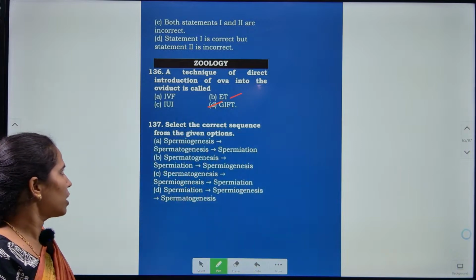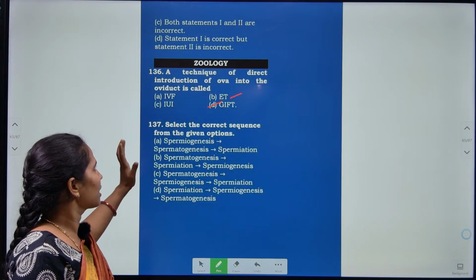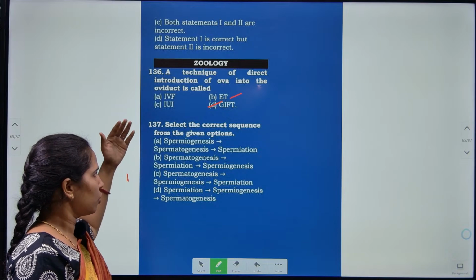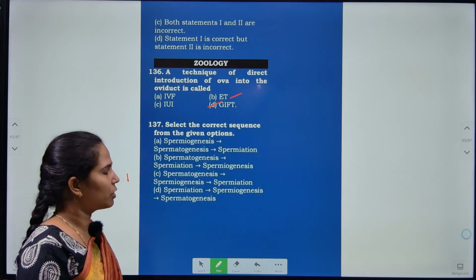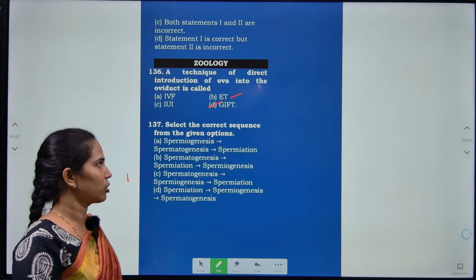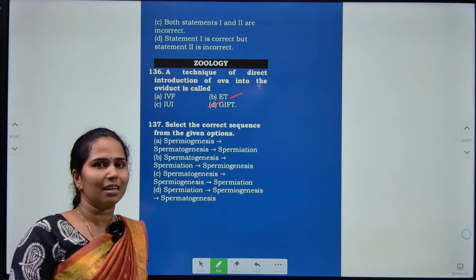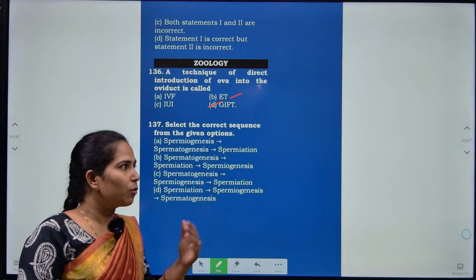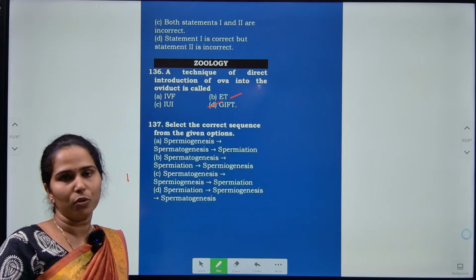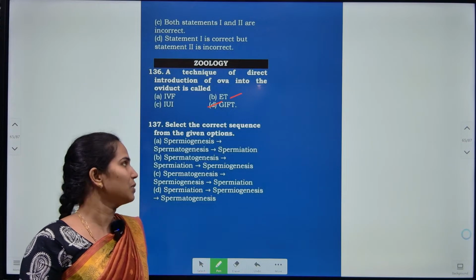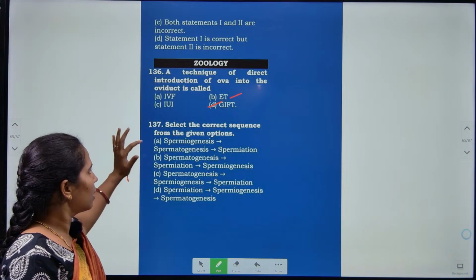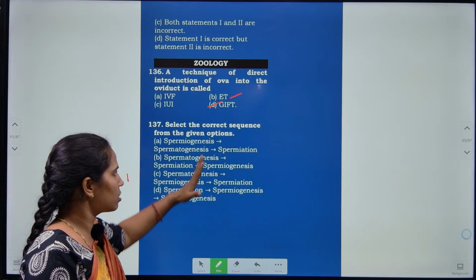Now the next question is, select the correct sequence from the given option. So here this is the question which is going to arise from the human reproduction. So they have given how exactly the sperm is going to be formed and what are the terms which are going to be used during the production of the sperms here. So here the spermiogenesis, spermatogenesis and spermiation.